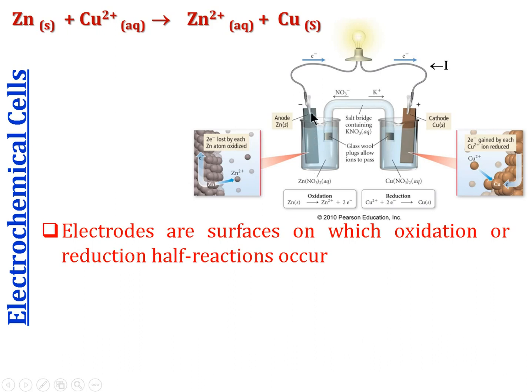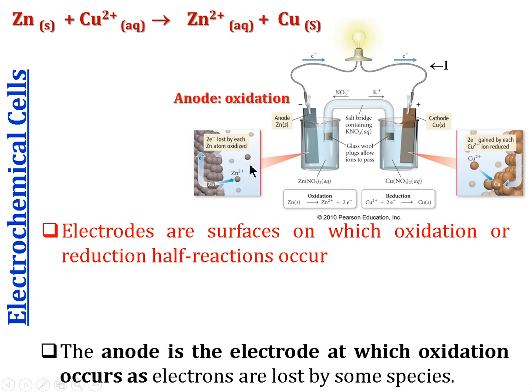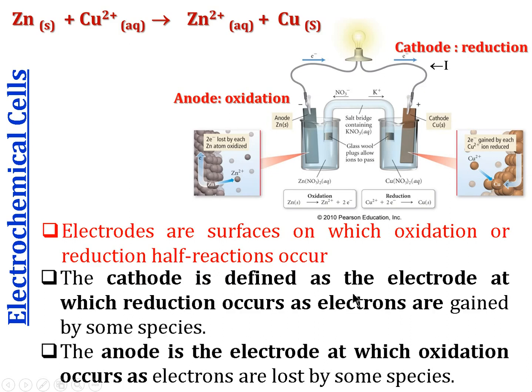The electrodes are the Zn metal and Cu metal, and are surfaces on which the oxidation and reduction reactions occur. At the anode, as we said, we have the oxidation, so it's charged negatively by convention, and the cathode is the reduction, and we put the charge plus.